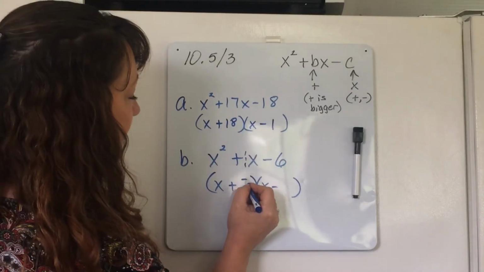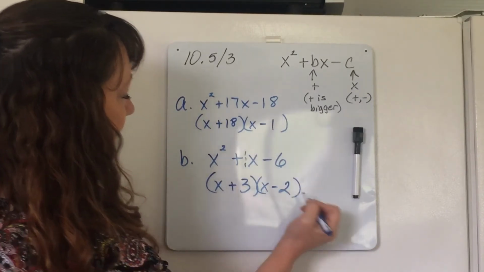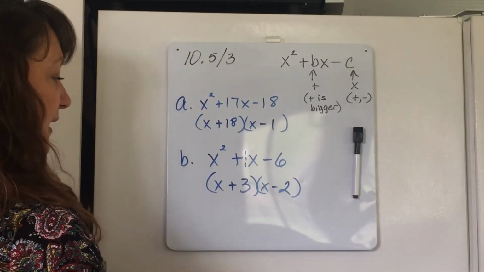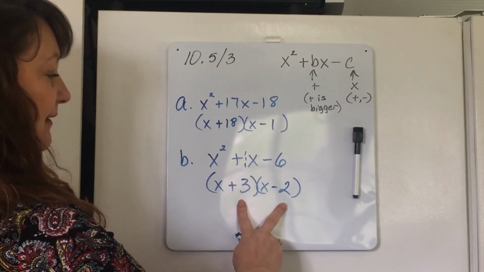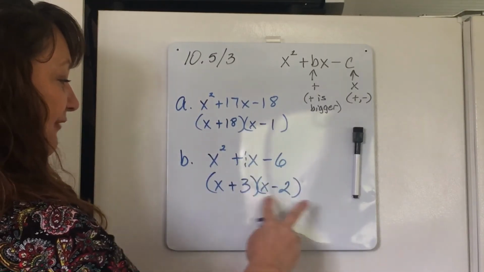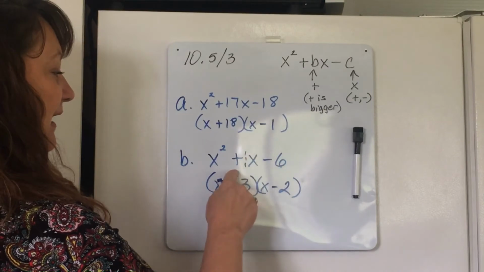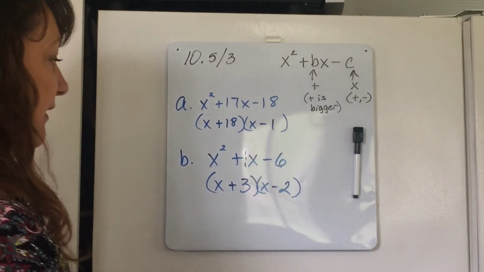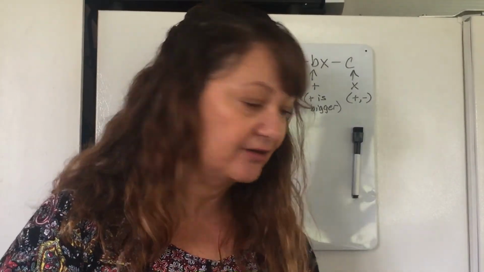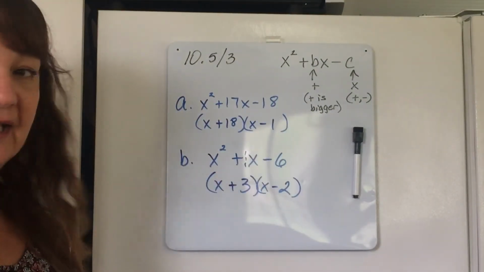Make my larger number positive because 3 is bigger than 2. If I multiply these, I get negative 6. If I add them, I get a positive 1. If you ever want to check your answers, you can always FOIL it back, combine like terms, and make sure you come out with the trinomial that you were given.